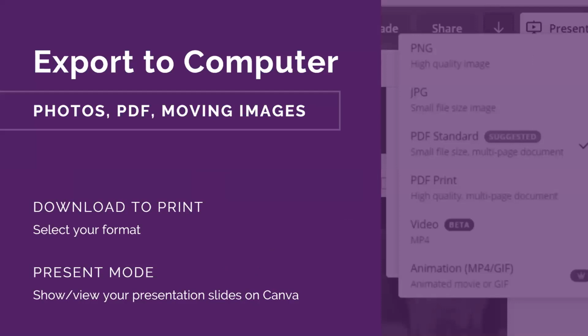So the final thing is exporting to your computer. You can export in images. They have both PNG and JPEG files. You can export in PDFs, video. You can make an animation, which is awesome.